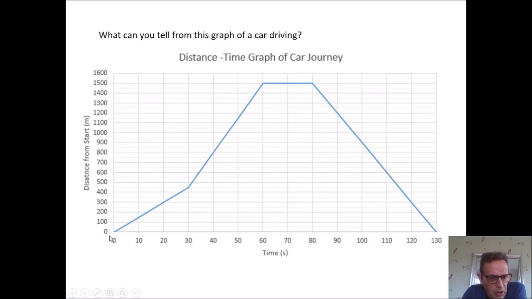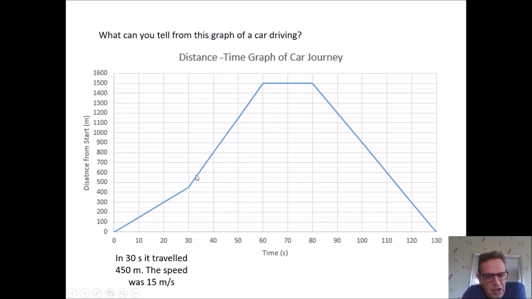Okay, so here we go. In the first 30 seconds, this car has driven 450 meters. So the speed is the distance, 450 meters, divided by the time, 30 seconds. 450 divided by 30 is 15 meters per second.